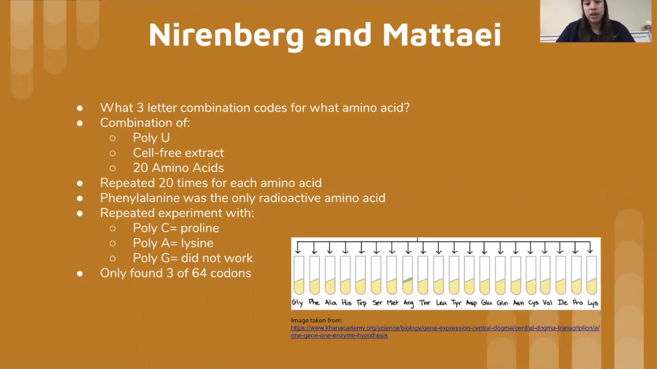And this image right here is just an example of what the tubes could have looked like for each of the proteins. It's nothing in particular, just wanted to add a little visual.